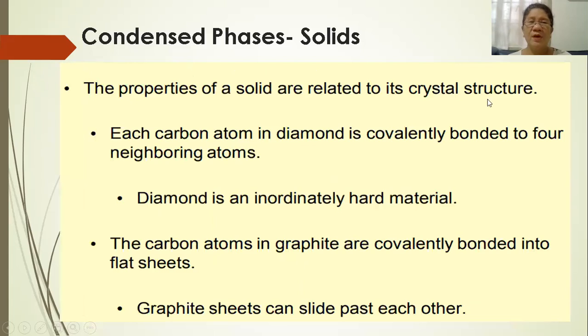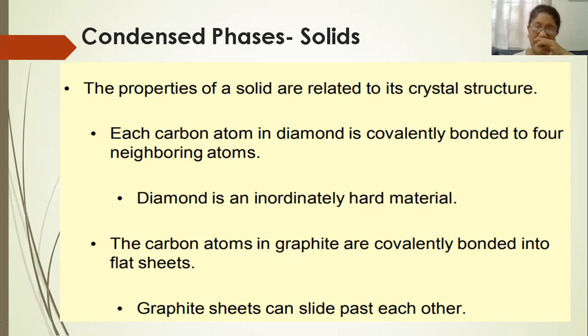So the properties of solids are interrelated with the structure of the crystal. In what way? Each carbon atom in the diamond is covalently bonded to 4 neighboring atoms. So in diamond, what happened? It is bonded to 4 neighboring atoms. That is why diamond is a very hard material. Why? Because it is covalently bonded to 4 neighboring atoms.